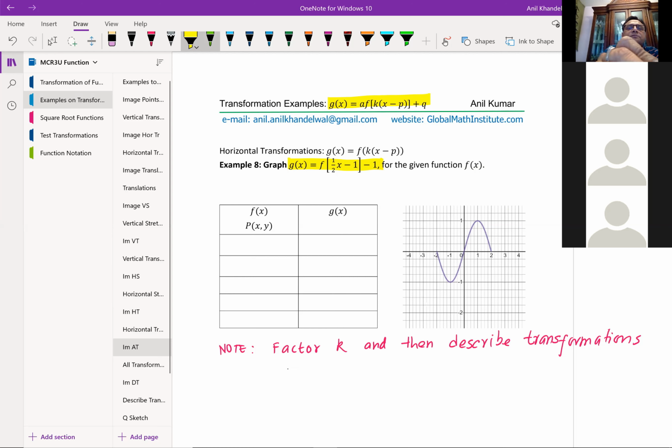The vertical translation would be 1 unit down, and the horizontal transformation would be, as you said, 1 unit to the right. And then the horizontal transformation, it would be a stretch of 2.